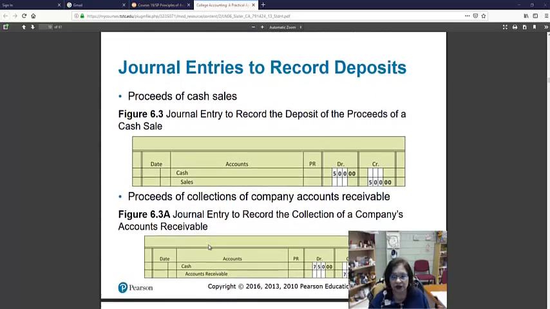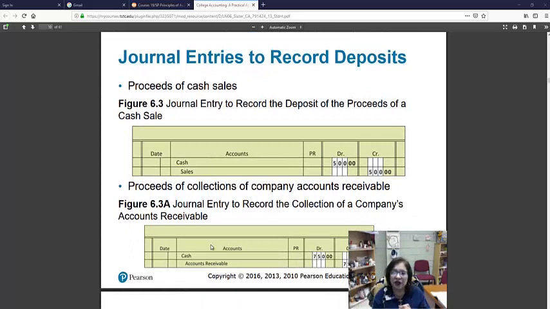Now, when we do the journal entry, we do the entry to cash to deposit the proceeds of the cash sale. So notice you have your sales, so you deposit $500 into cash and into sales, recording the fact that you did have so many sales.